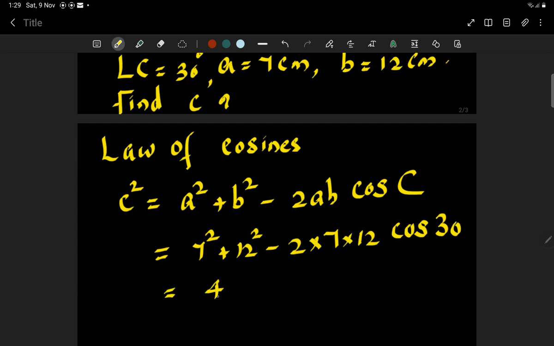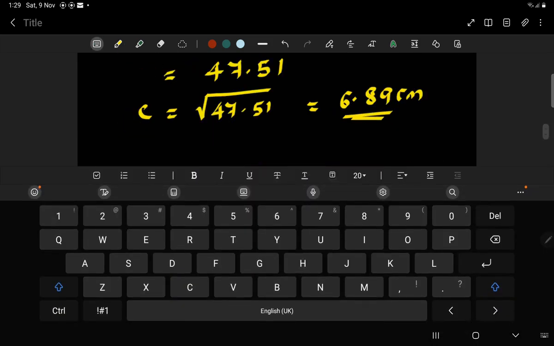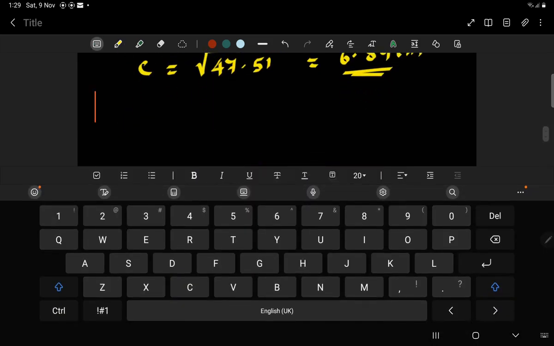The answer you will get is 47.51. This is c squared. So c is equal to the square root of 47.51, which is 6.89 centimeters. This is the method to find small c, because only one angle is given. Mostly we can use the cosine law, so we get the answer easily.